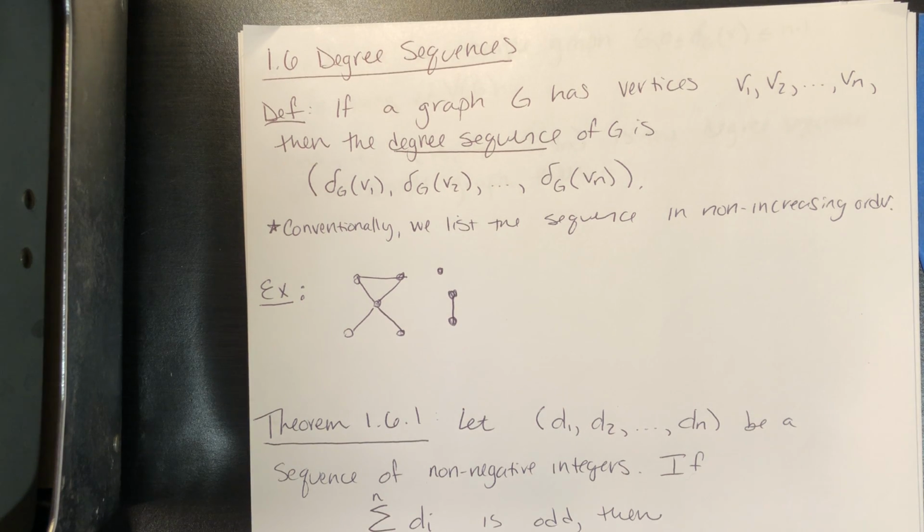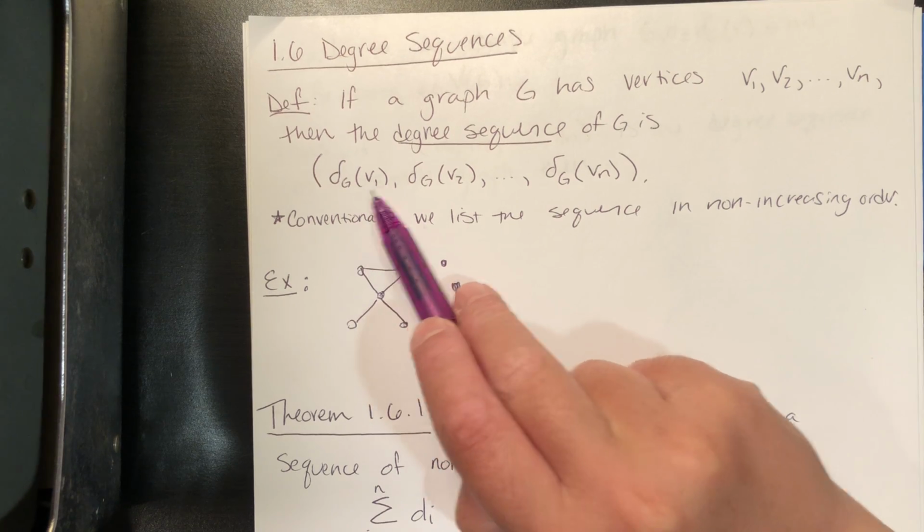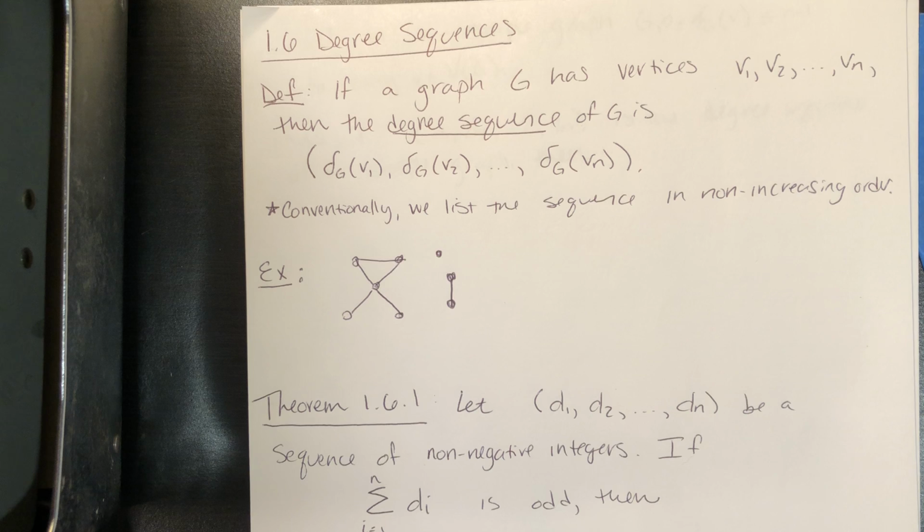Last section we talked about the degree of a vertex, and now we extend that idea to look at the degree sequence of a graph. So if a graph G has the vertices v1 through vn, then we say that the degree sequence of the graph is just an ordered list of the degrees of all the vertices. So delta G of v1 just means the degree of v1, delta G of v2 is the degree of v2, etc. And remember, degree just means the number of edges that are incident with that vertex.